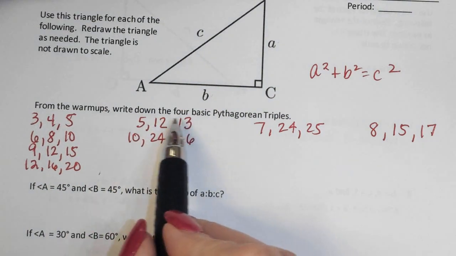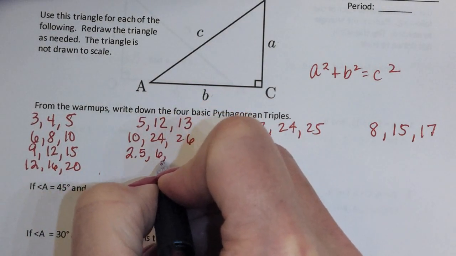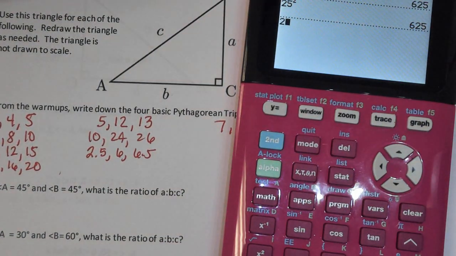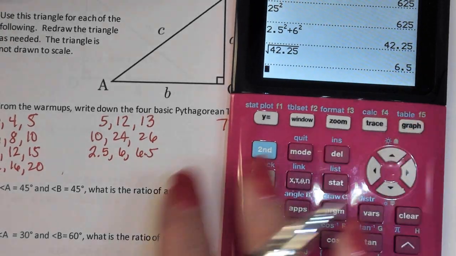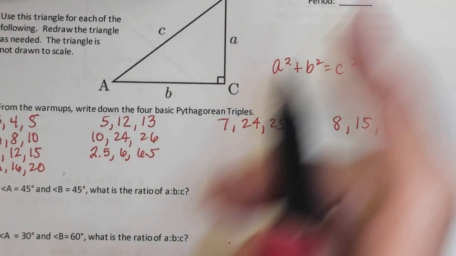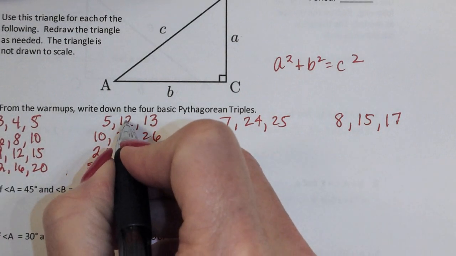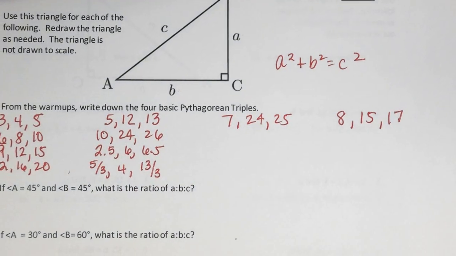I can also divide them all by 2. So I could have 2.5, 6, and 6.5. That would be another Pythagorean triple. Watch, 2.5 squared plus 6 squared gives me this. If I take the square root of that, I get this answer, 6.5, another Pythagorean triple. I could divide them all by 3. I could get 5/3, divide that by 3, and divide that by 3. There's another Pythagorean triple.